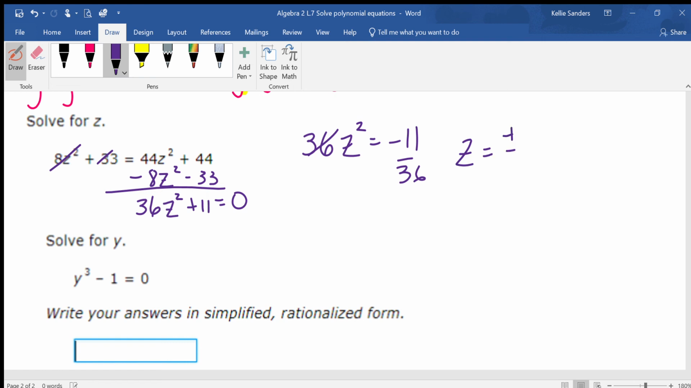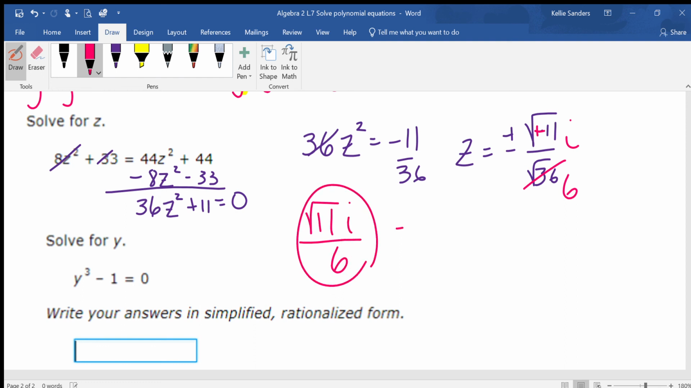I'm going to plus or minus the square root of the negative 11 over the square root of 36. The negative on the inside goes to I. Square root of 36 is 6, and the square root of 11 doesn't do anything. So we have square root of 11, I over 6, and negative square root of 11, I over 6.